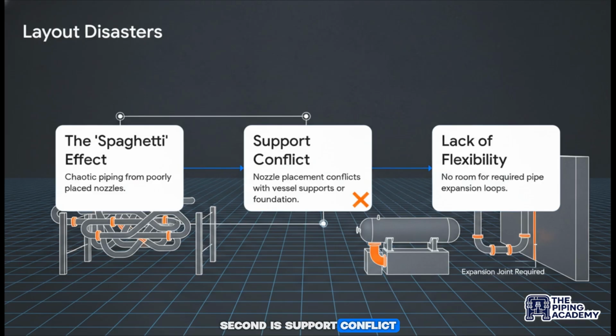Second is support conflict. Picture a horizontal vessel with an outlet on the bottom that's way too close to the vessel's saddle. You might not have enough room to even fit an elbow and a flange, which could force a hugely expensive change to the concrete foundation.